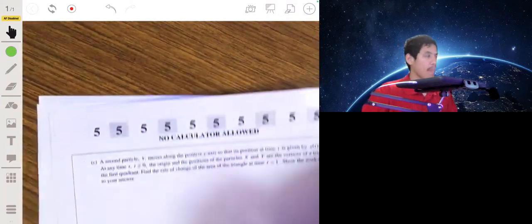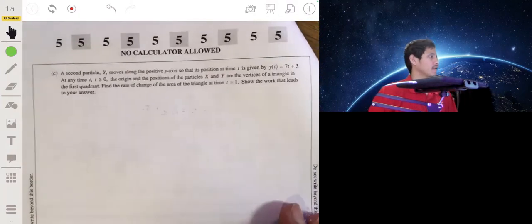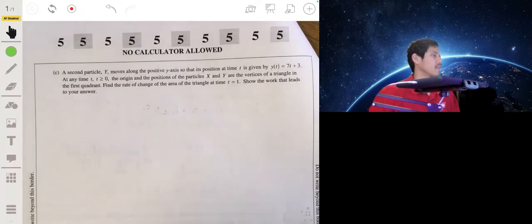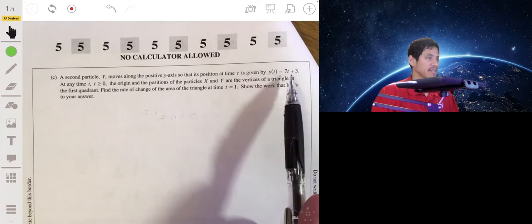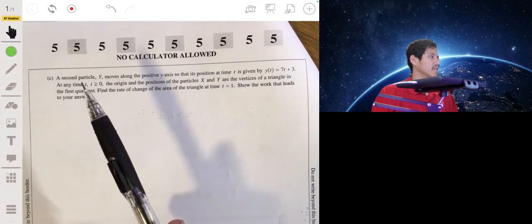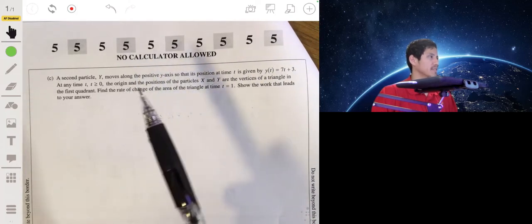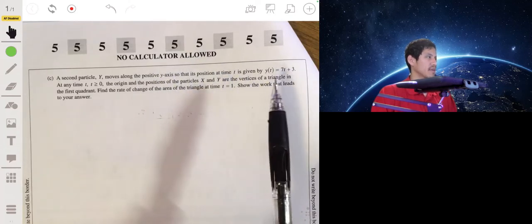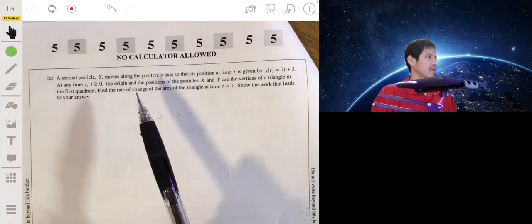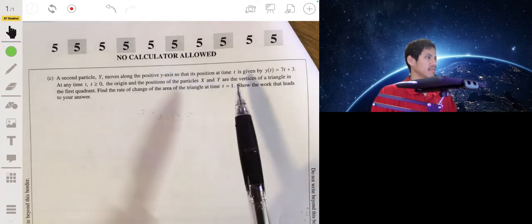Part C. All right, another particle, y, is moving along the positive y-axis, so its position is given by this function, y of t is equal to 7t plus 3. At any time t greater than or equal to 0, the origin and the positions of the particles x and y are the vertices of a triangle in the first quadrant. Find the rate of change of the area of the triangle at time t equals 1.